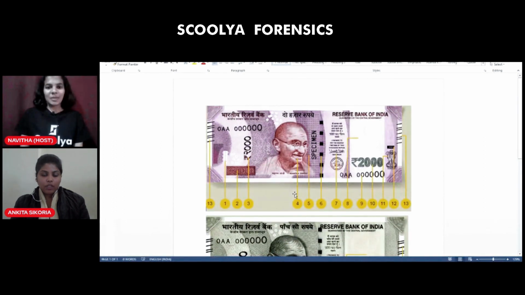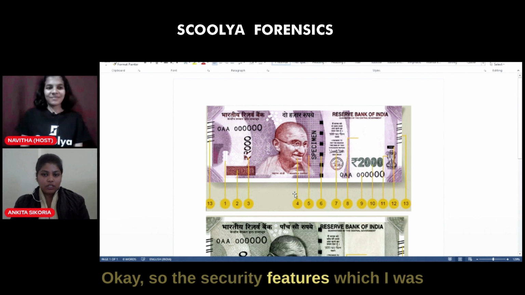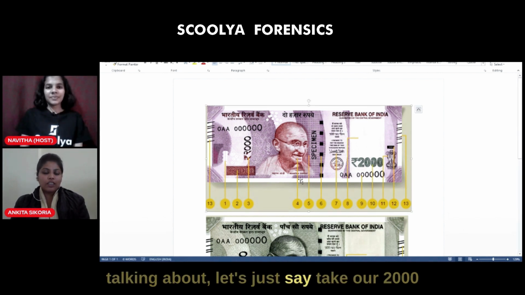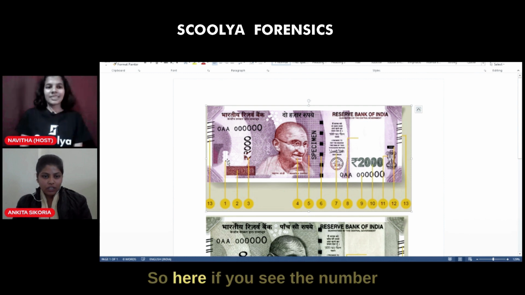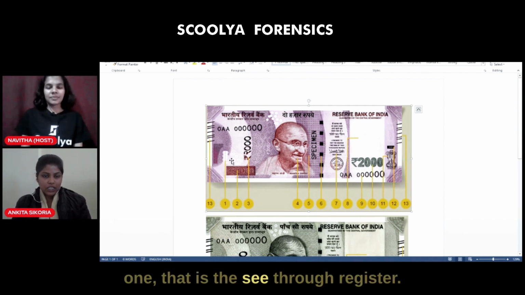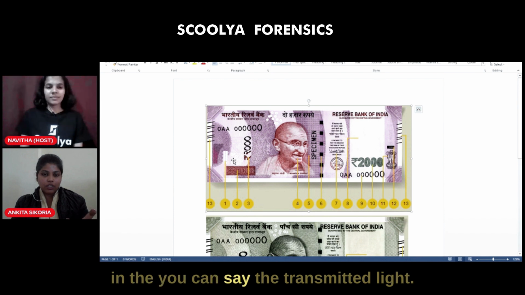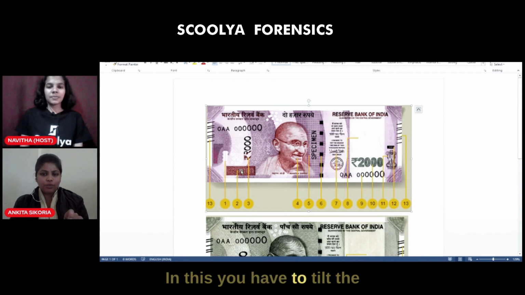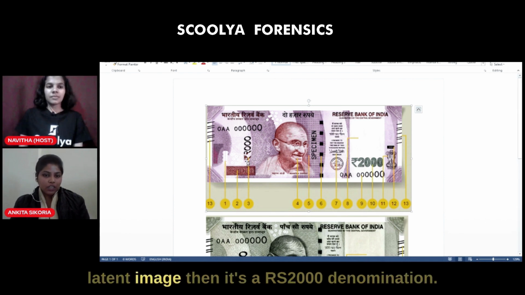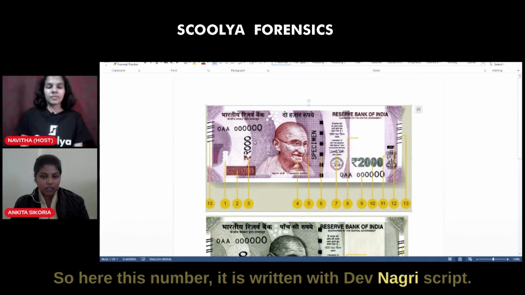Yes ma'am, it's visible. Okay, so the security features which I was talking about, let's take a 2000 rupee note, the new one after demonetization. Here if you see number one, that is the see-through register. You can see it only in transmitted light. The second one is the latent image. For this, you have to tilt the note at a 45 degree angle, then you are able to see the latent image. Then, for the 2000 rupee denomination, number three is written in the Devanagari script.